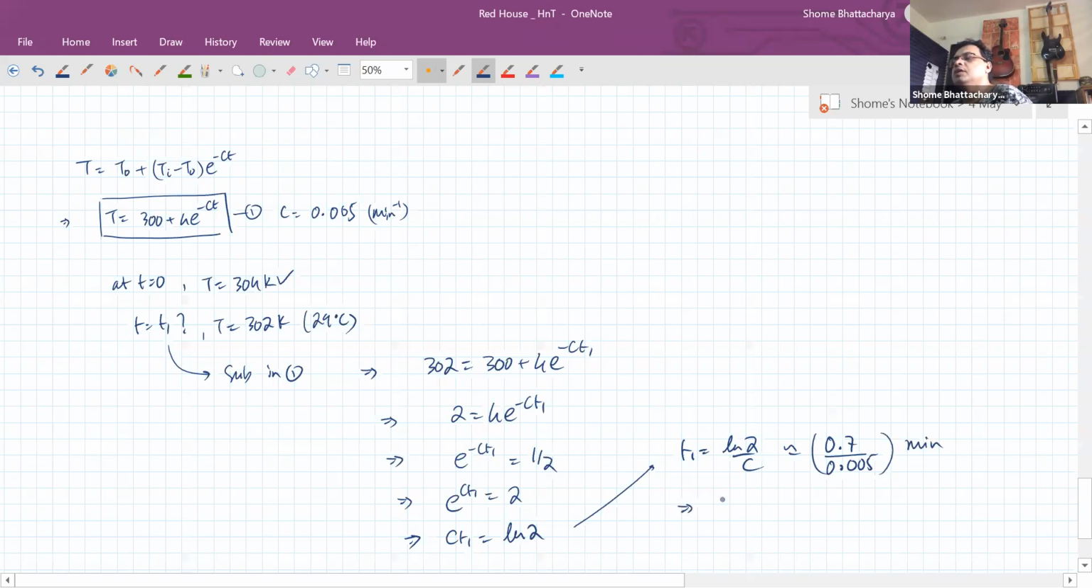So I'm assuming Aman and Naman, both of you have done this calculation. So this is 7 by 5 into 10 raised power 2, minutes. So you should be getting this as 140 minutes. Okay. So this is the time T1.